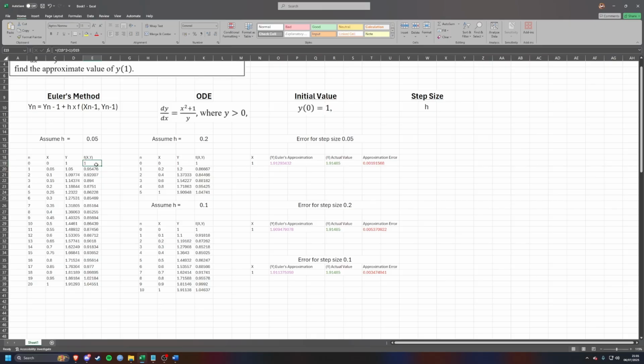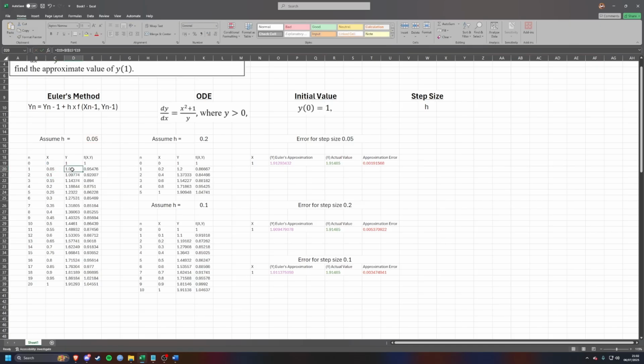I use the Excel formula for the first row of f of x, y, which is the first row of x, C19, to the power of 2 plus 1 over the first row of y, which is D19. In each row of x after the first, I use the first cell in the list, which is C19, plus the absolute cell of E15, which is the step size.